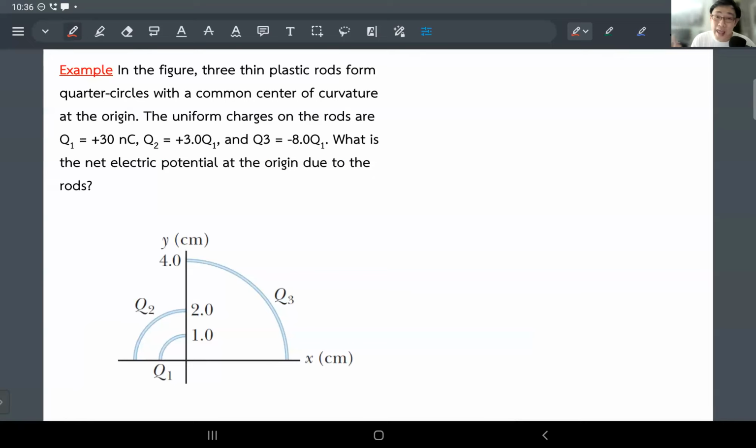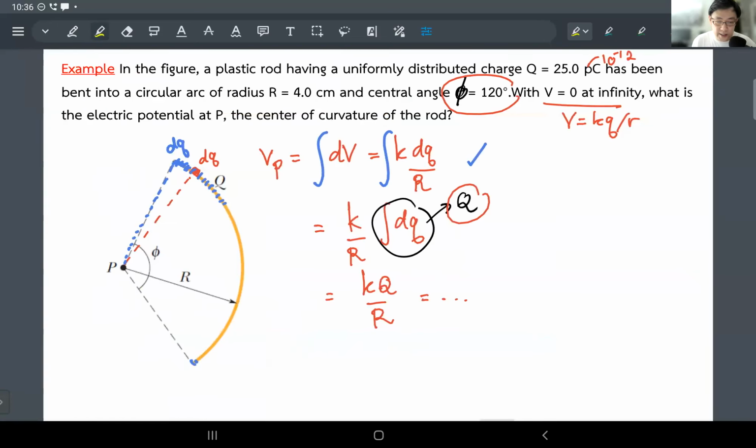This is the only formula we have. So we still assume the potential is zero at infinity. Okay, guys, so now you already saw the calculation from this problem. You start to see that the key technique in this one is that you only care about the net charge and the distance from the charge to the point of calculation.